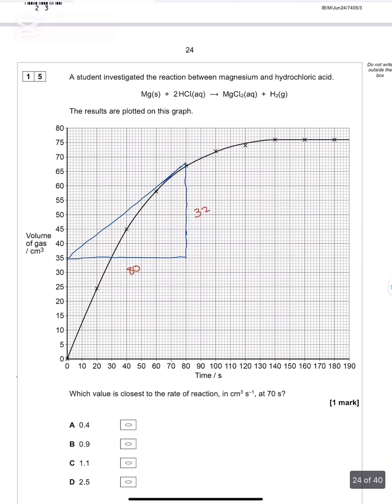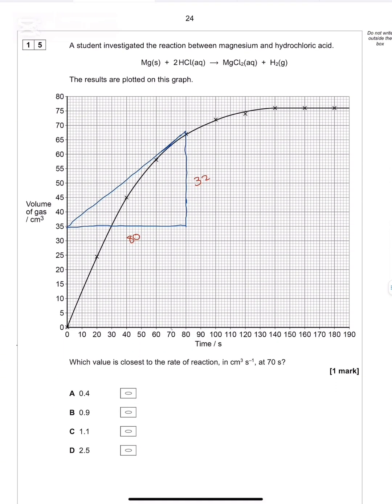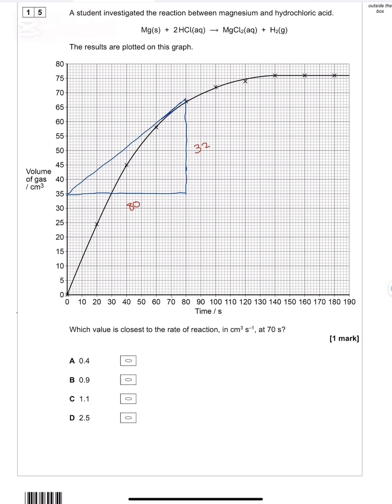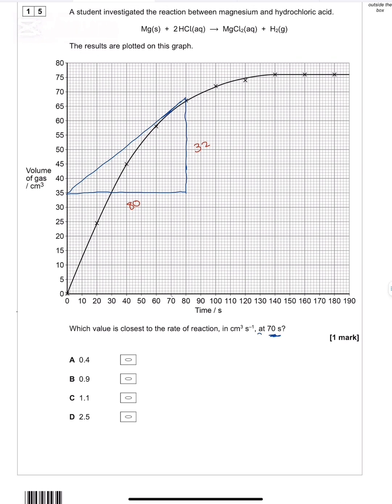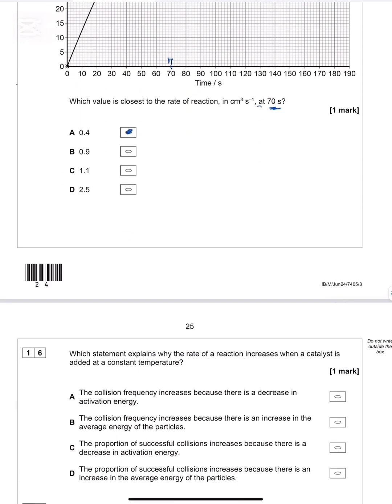A student investigated this reaction and plotted the results on the graph. What value is closest to the rate of the reaction at 70 seconds? We need to draw the tangent at 70 seconds. I drew this here, and then we calculate the slope of this tangent. When I did that, it was 32/80, so it's 0.4.